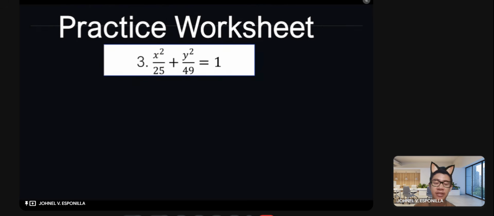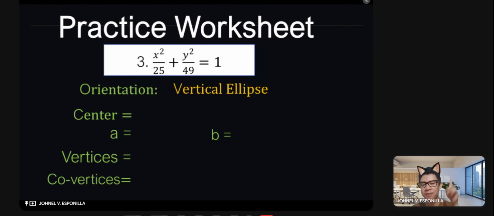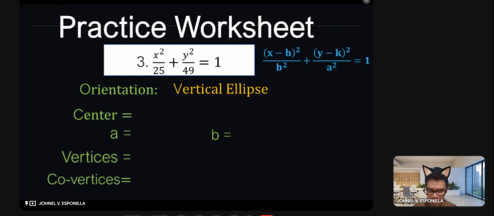Ito naman yung number 3. Ano sa tingin nyo po yung orientation nito? The orientation is vertical. Ito yung formula ng vertical. Bakit siya vertical? Kasi mas malaki yung 49 which is under y term. So vertical siya. Ano yung center?